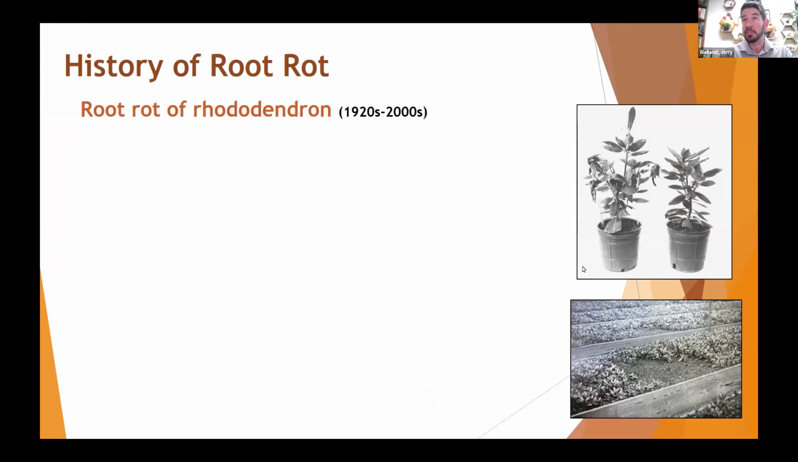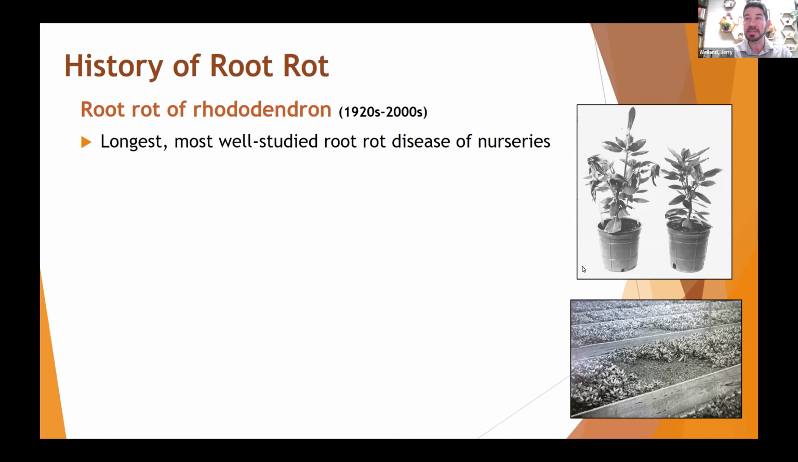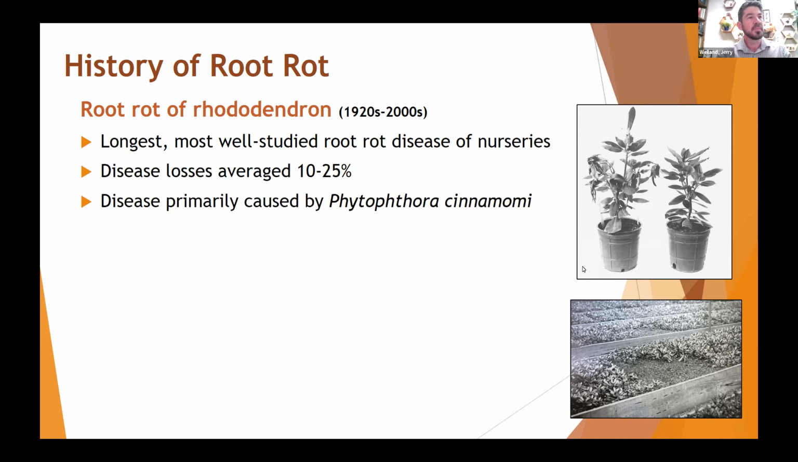And I'm going to start out with a really brief history of root rot. Root rot of rhododendron is probably the longest, most well-studied root disease of nursery industries. This was first found in the 1920s in New Jersey, and disease losses at that time averaged anywhere from 10 to 25%, and that's been about the same sort of losses we've seen in rhododendrons since then. So rhododendron serves as the model where we have the most information about Phytophthora root rot in ornamental nurseries. The disease has been primarily caused by Phytophthora cinnamomi.